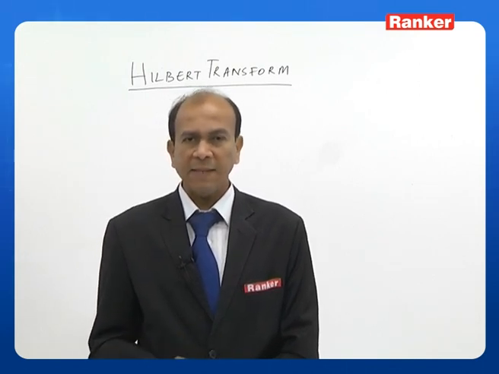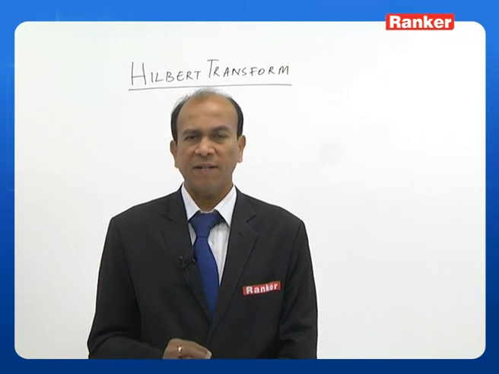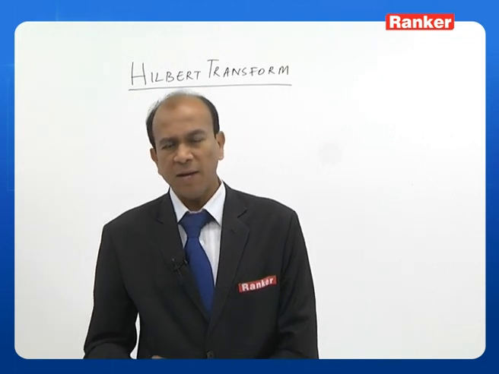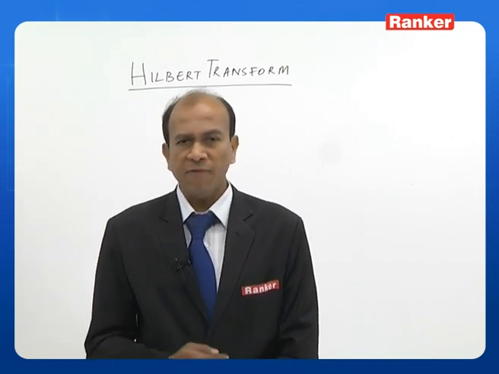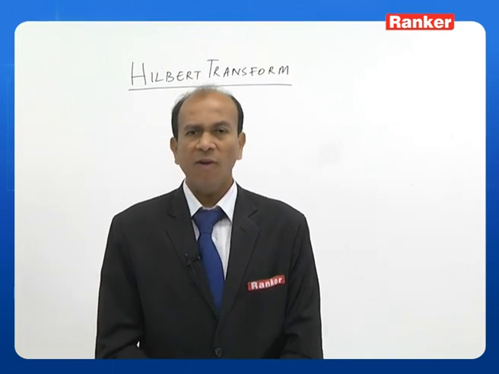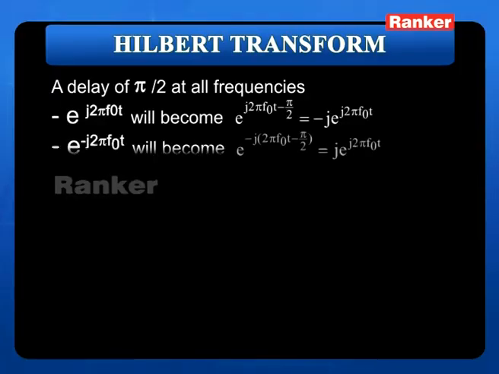So, when I pass a cosine signal with a certain phase angle of theta through a Hilbert transform, the output will be a sine function because of the phase lag of 90 degrees. A Hilbert transform adds a delay of pi by 2 at all frequencies. That means e to the power of j 2 pi f naught t will become e to the power of j 2 pi f naught t minus pi by 2, that is minus j e to the power of j 2 pi f naught t.